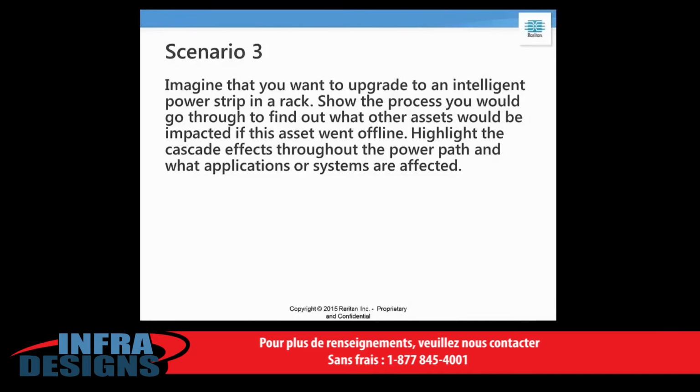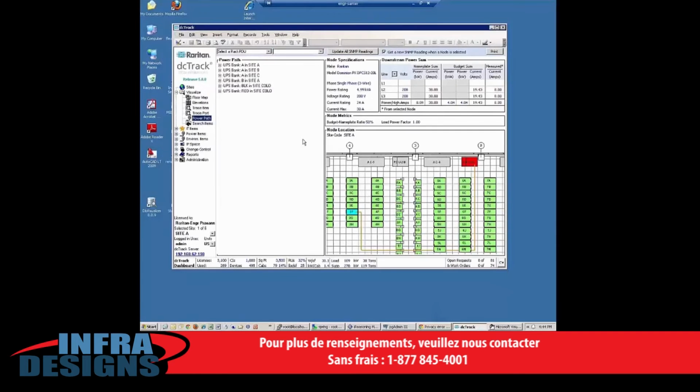Now I'm going to demonstrate scenario 3. Imagine that you want to upgrade an intelligent power strip in a rack. This is a scenario that data center professionals often dread. How do I make a change in a cabinet to the power delivery equipment without impacting availability?